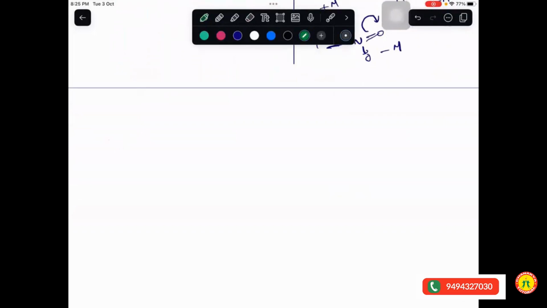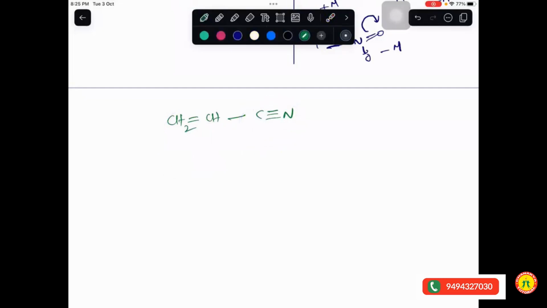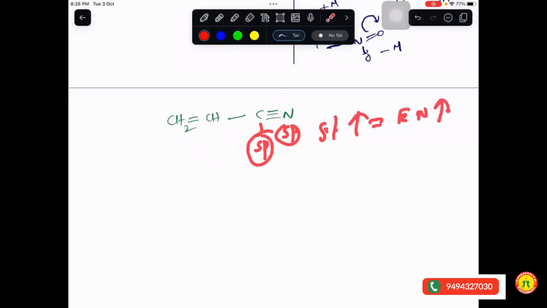Suppose you take CH double bond CH, and here cyanide is there, right? You first have to understand which group is minus M and which is plus M. How can you understand? Depending on electronegativity. Nitrogen is more electronegative, trying to pull the electron density from the carbon. And this is sp, highly electronegative. You know that as s character increases, the electronegativity of that atom increases. So that is why it is highly electronegative.